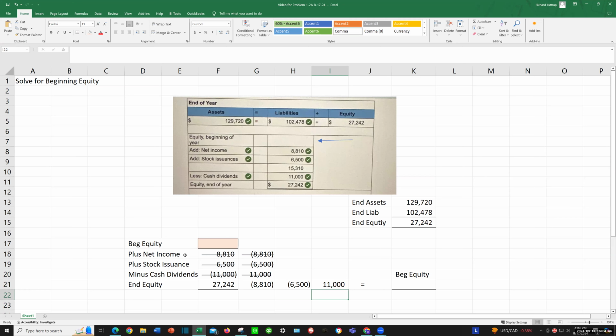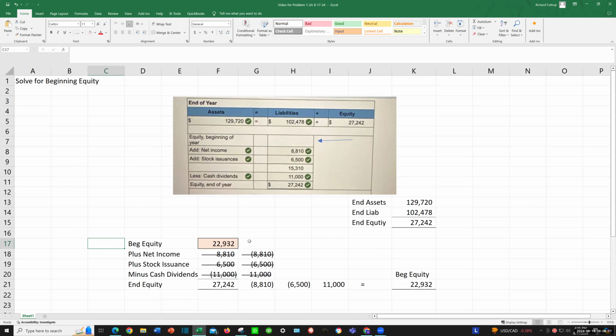So what does the box equal? It's the net of all of these put together on the other side of the equation, which happens to be 22,932. So that is our beginning equity, 22,932.